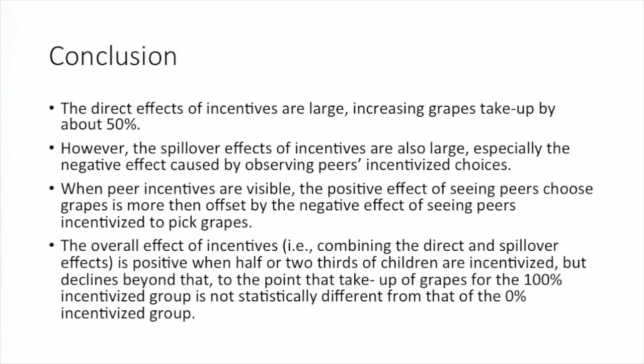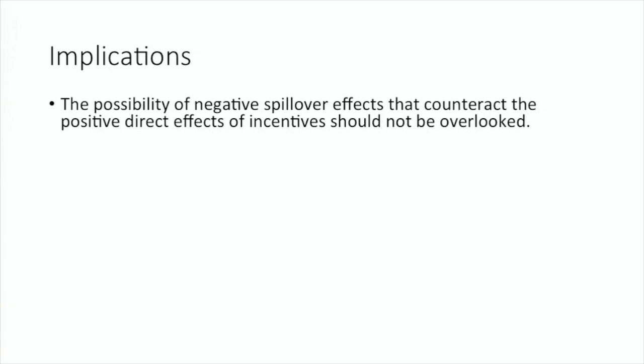So then this overall effect of incentives, once we combine this direct and spillover, is positive when 1/2 or 2/3 of children are incentivized, but declines beyond that, so that for the 100% group, it's not statistically different than the 0% incentivized group. Now that's a quite interesting result and has many implications. One, we believe this is initial evidence for the fact that peers and spillover should not be ignored. So many studies have overlooked the possibility of these kinds of effects. Now we're not saying that as soon as you incentivize more than 2/3, you'll see a drop. That might just be in our setting. But our setting is one example of a case where these negative spillover effects might happen.